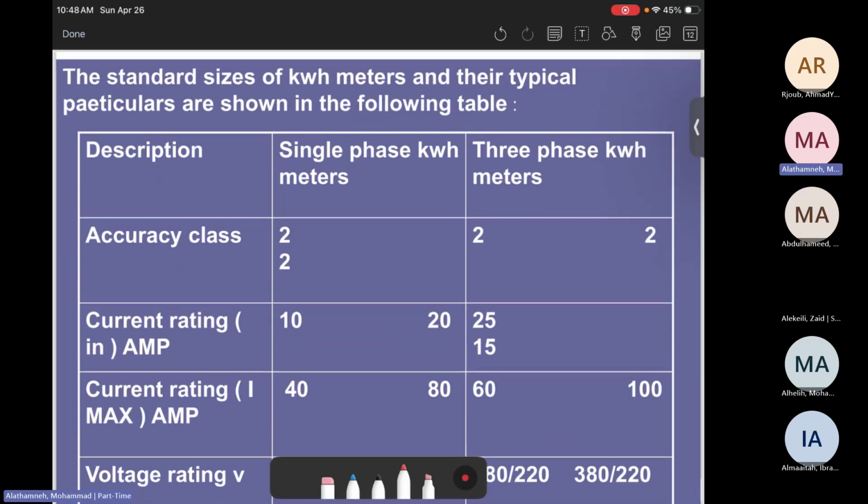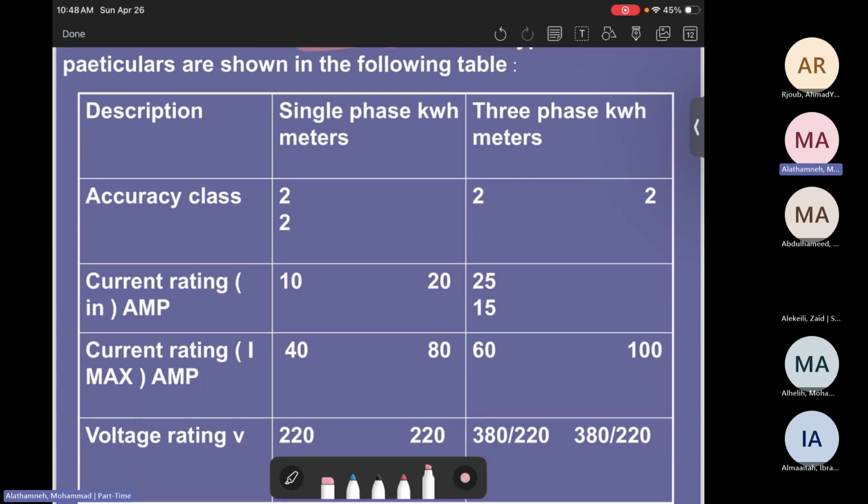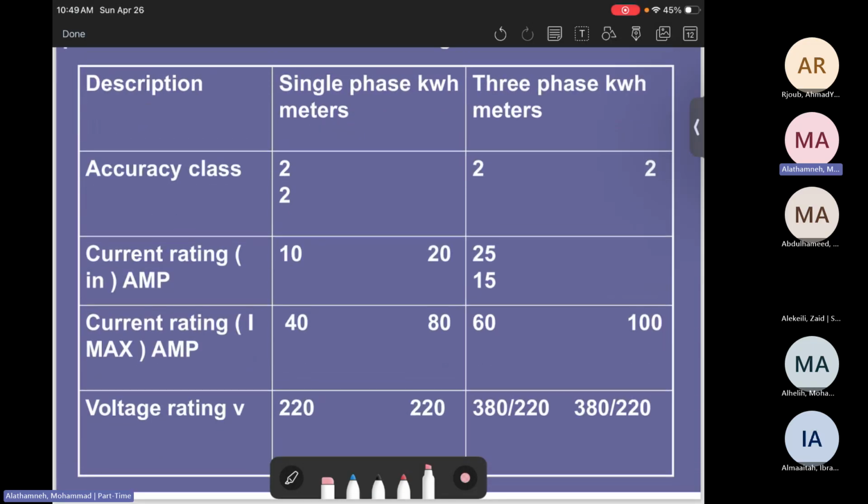Now, the standard size of the kilowatt meters, because there should be kilowatt meters close to the substations and the distribution transformer, and their typical accuracy class. There's a single phase meter, and there's a three phase meter as well. There are the current ratings: the single phase meter can be either 10 or 20, while the three phase meter is around 25 to 15. The maximum current that can be handled in single phase is 40 amps, while in three phase it can be 60 amps, or bounded between 40 to 80, and here 60 to 100.